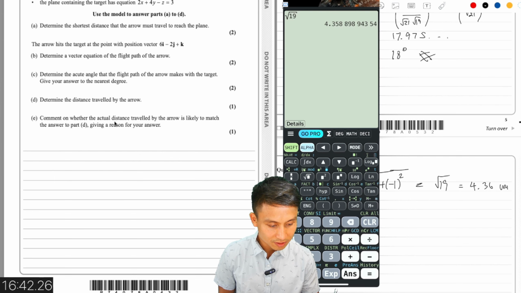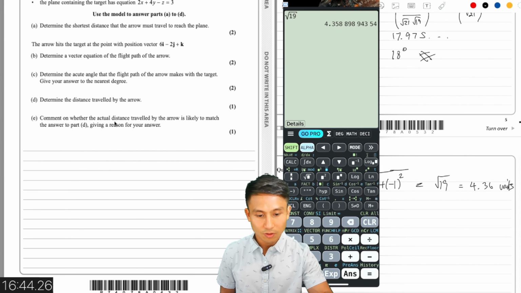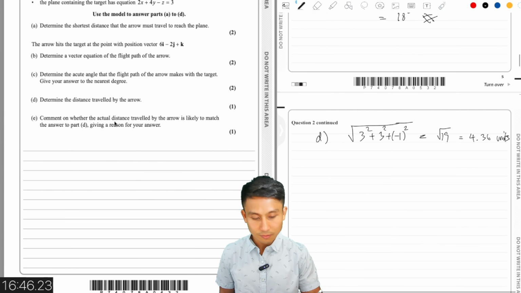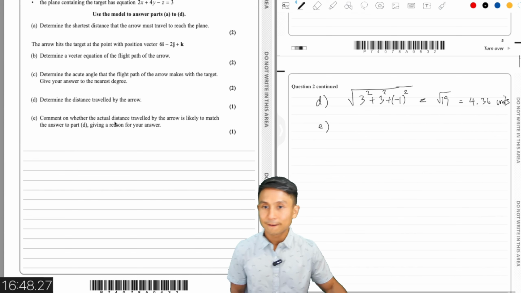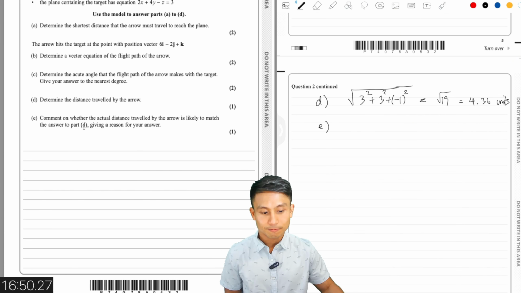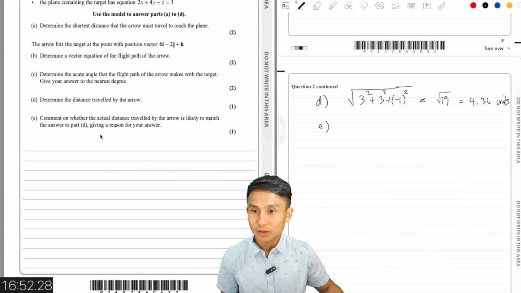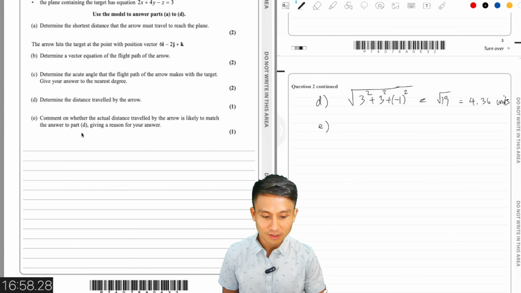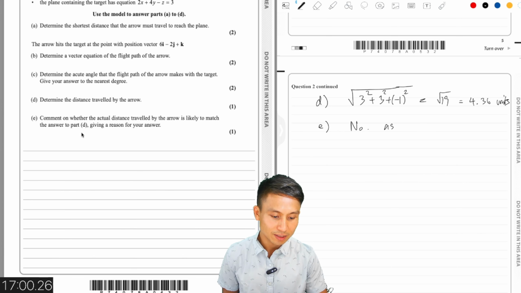4.36 units maybe. Okay. And then part E. Comment on whether the actual distance traveled by the arrow is likely to match the answer to part D. Of course not. No.